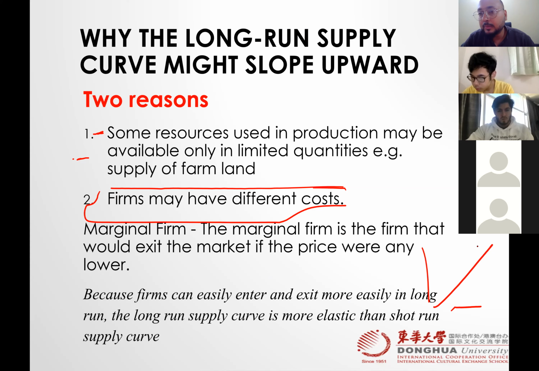Understand? Normally the supply curve would be a horizontal straight line. If it is upward sloping, then it might be because of two reasons: one is when we have a limited supply, the other is when we have different cost structures.